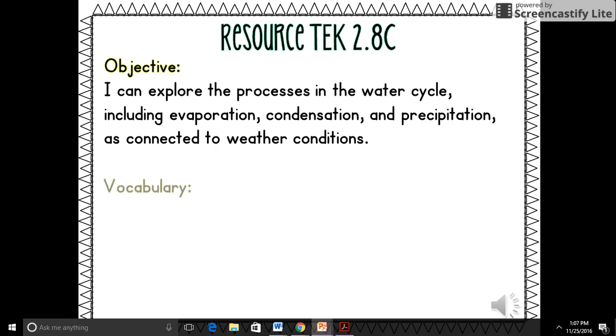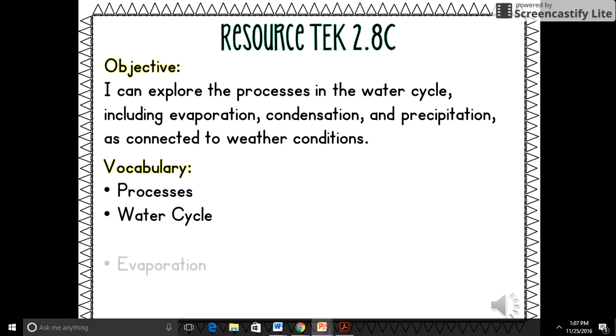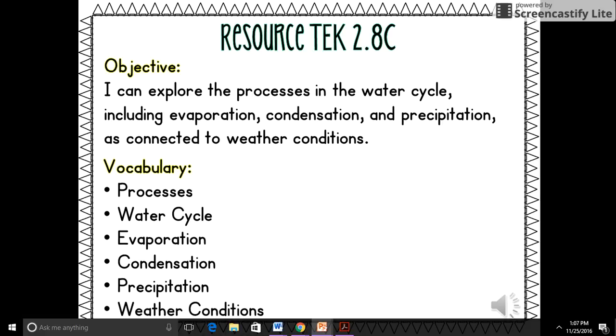Our vocabulary for this TEK is processes, water cycle, evaporation, condensation, precipitation, and weather conditions. As we go through this PowerPoint presentation, listen for these words and see if you can learn what they are.